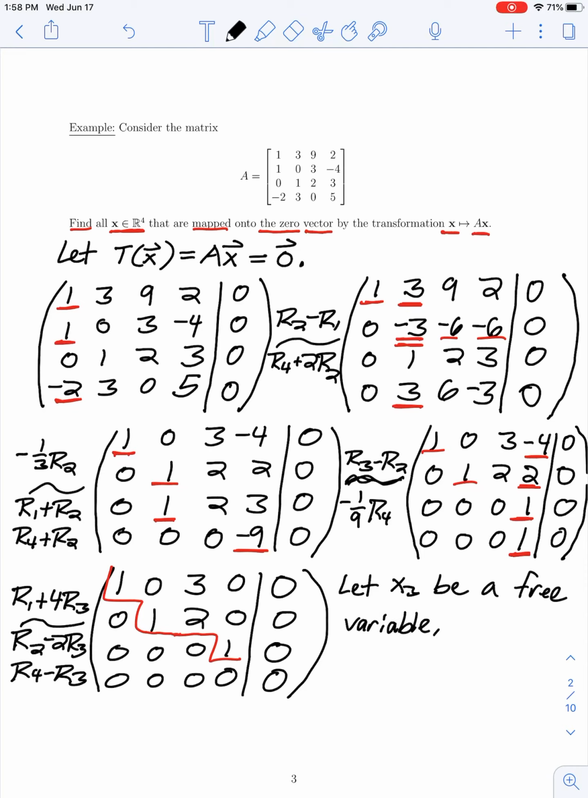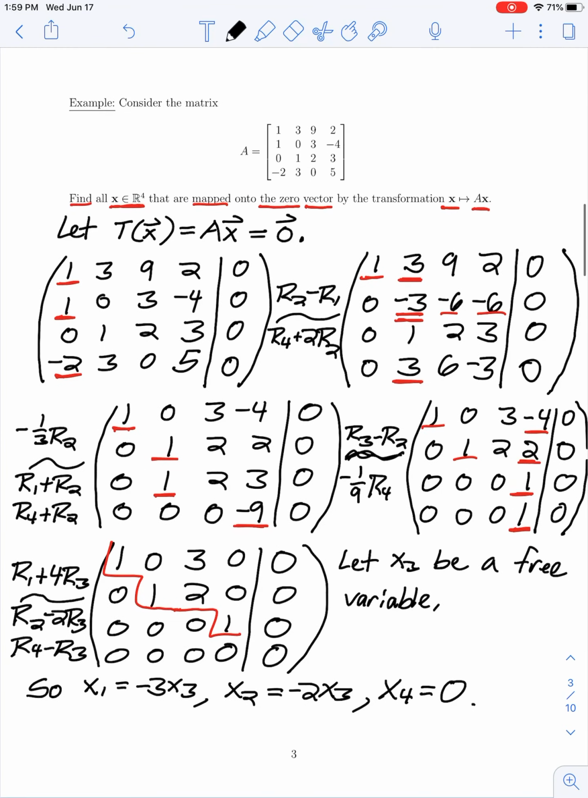And using our reduced row echelon form matrix, we find that x1 would be negative 3x3 from our first row. From the second row, we have x2 would be negative 2 times x3. Of course, x3 is a free variable. And then using the third row in this matrix, we have 1 times x4 is equal to 0. So x4 is 0.